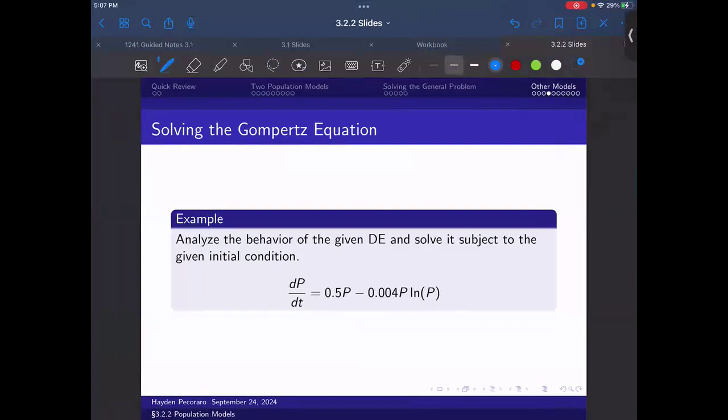Okay, we were talking about analyzing the differential equation. Again, you can factor this thing out: P times (0.5 minus 0.04 log P). And now you have your 0 solution. And then you also have log P equals 125. This means that your steady state solution is now e to the 125 power.